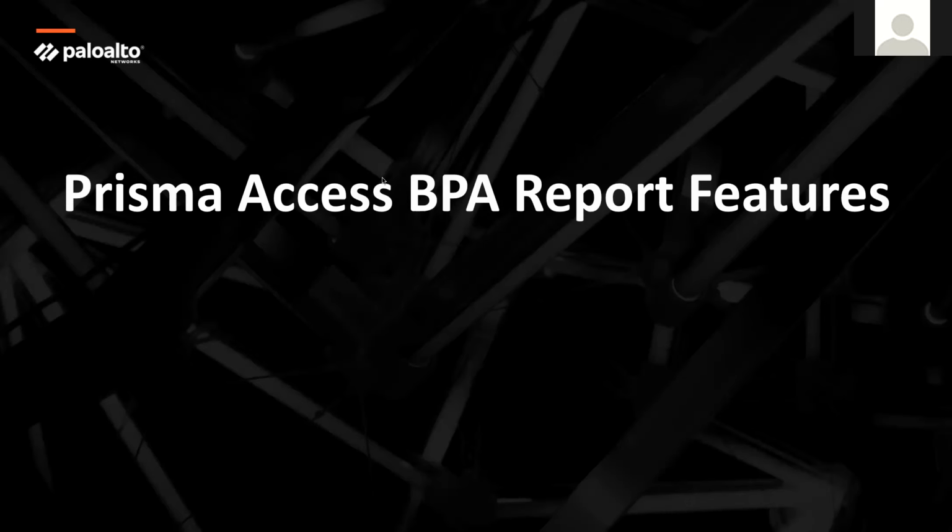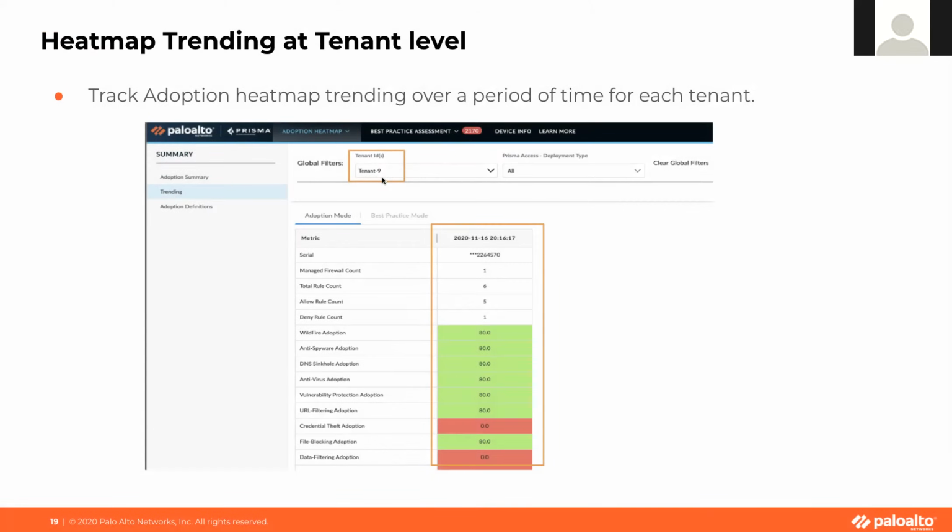What are the features in the Prisma Access BPA report? You can see here, you can filter per tenant level as shown here, if you are running in a multi-tenant environment. And from the deployment type, you can select the deployment type. All means it will consider all of your deployments, and from this drop-down menu, you can select your deployment type.